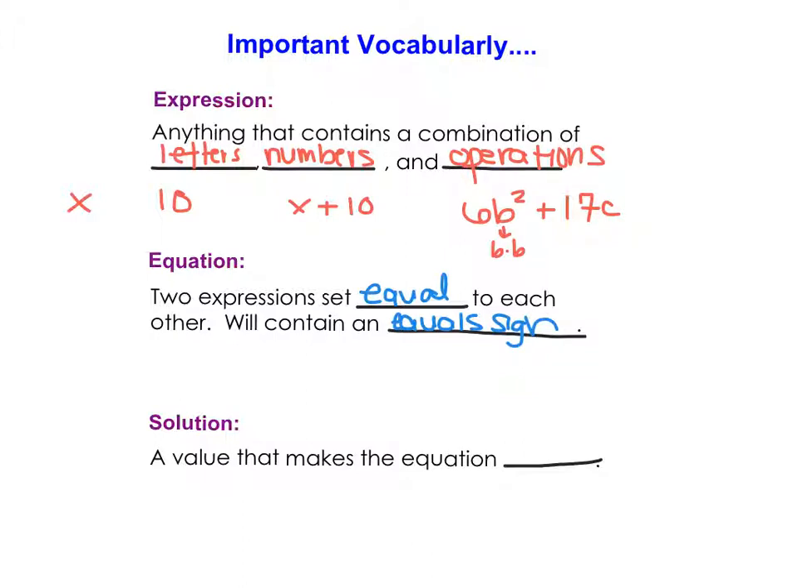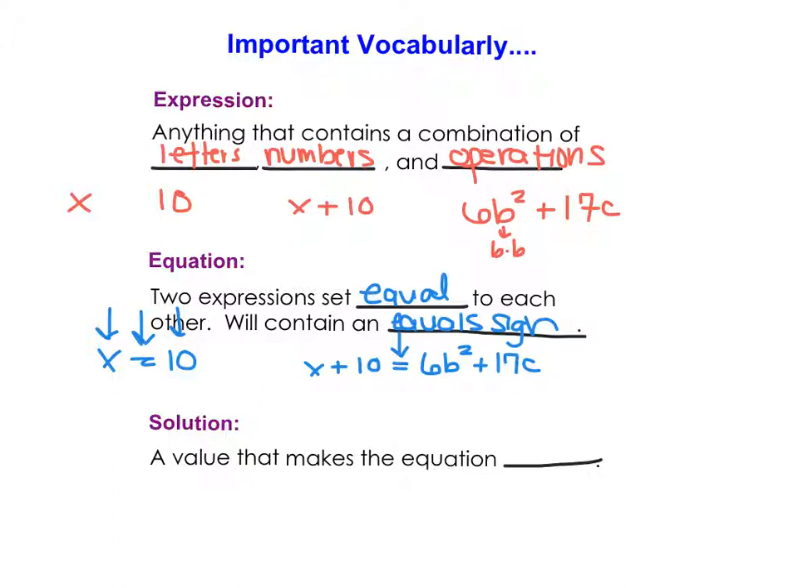So what this means is that an equation and an expression are two different things, and our vocabulary does matter. An expression contains just letters, numbers, and operations, while an equation contains an equal sign that sets two expressions equal. So for example, you could have x equals 10. You have letters, numbers, operations, those are your two expressions right here, and they are set equal with an equal sign in between. You could also have something like x plus 10 is equal to 6b squared plus 17c. Again, you have two expressions, things that contain letters, numbers, and operations, set equal to each other with an equal sign. So that equal sign is really the key to an equation.